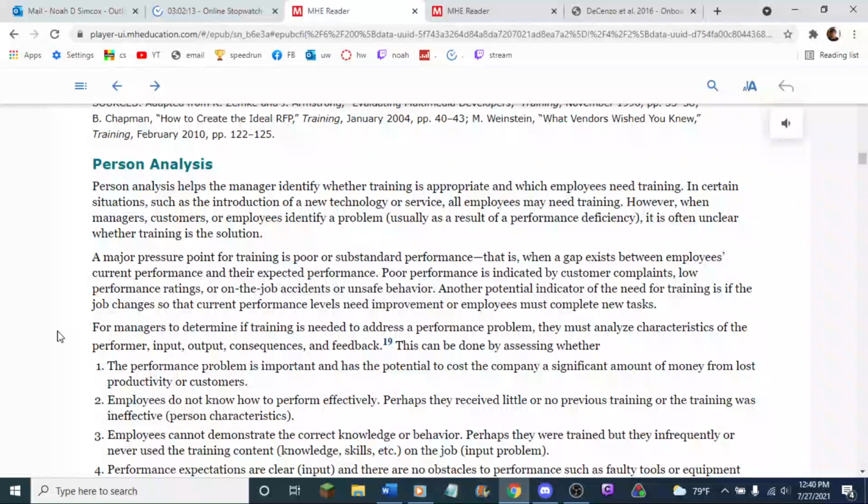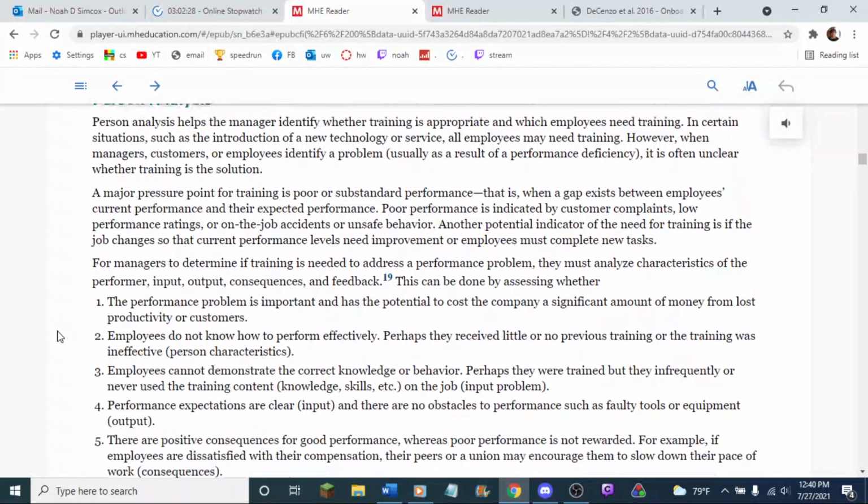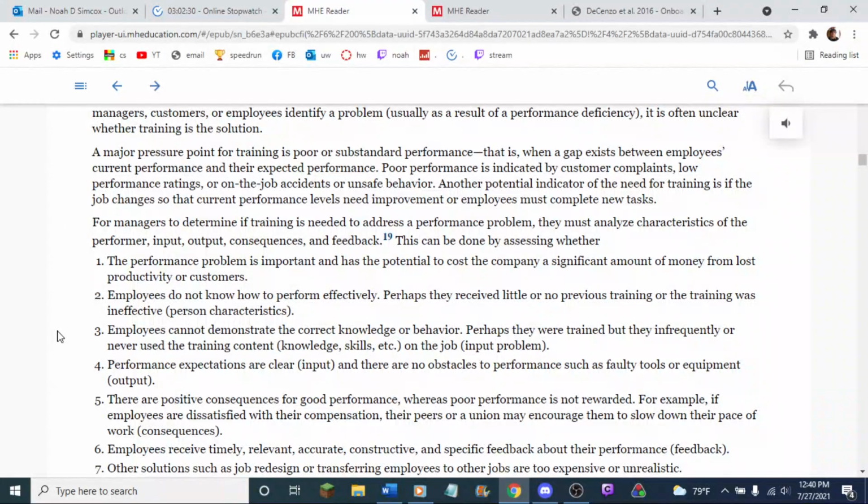In certain situations, such as the introduction of a new technology or service, all employees may need training. However, when managers, customers, or employees identify a problem, usually as a result of a performance deficiency, it is often unclear whether training is the solution. A major pressure point for training is poor or substandard performance. That is when a gap exists between employees' current performance and their expected performance. Poor performance is indicated by customer complaints, low performance ratings, or on-the-job accidents or unsafe behavior.